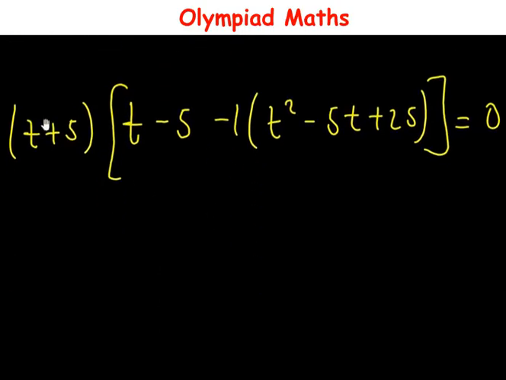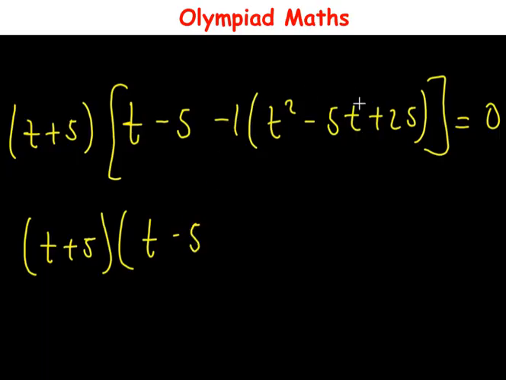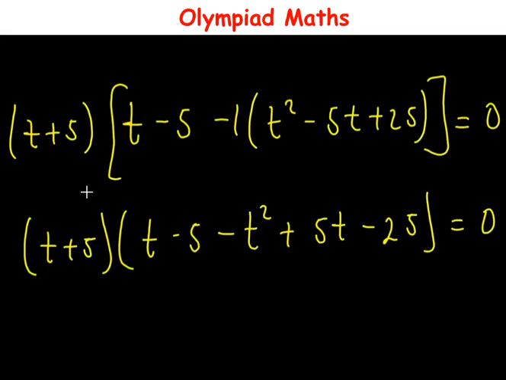So from here, what we have is this. We have t plus 5 multiplied by t minus 5. Now, minus 1 will open the bracket. Minus 1 times t squared is minus t squared. Minus 1 times minus 5 is plus 5t. Minus 1 times plus 25 is minus 25. All of this is equal to 0.